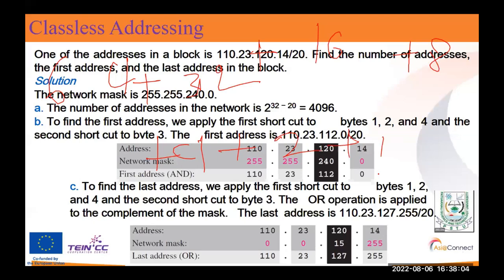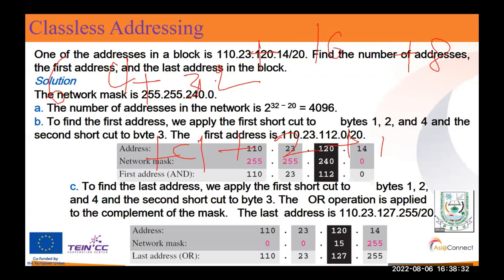OR operation means, if you have bits 111, 101, 101, only 001, 000, in that case we will get this number. So 64 plus 32 plus 16 plus 8 plus 4 plus 2 plus 1, the total would be 127. So this would be the third octet result. In that case, we will calculate this as 110.23.127.255. Is it clear or not?